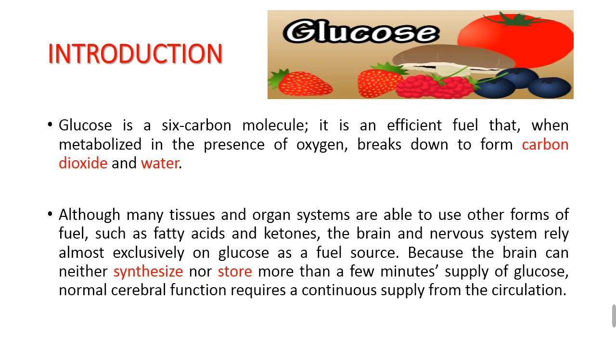It is an efficient fuel that, when metabolized in the presence of oxygen, breaks down to form carbon dioxide and water. Although many tissues and organ systems are able to use other forms of fuel, such as fatty acids and ketones, the brain and nervous system rely almost exclusively on glucose as a fuel source. So, the exclusive fuel for the brain and nervous system is glucose only.